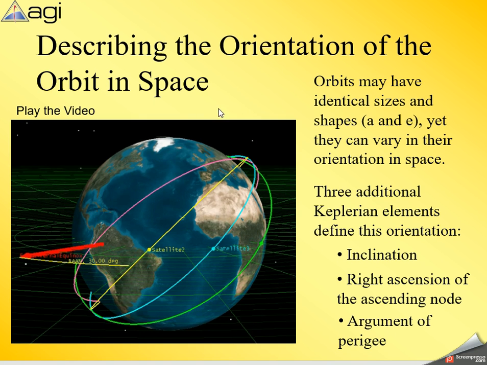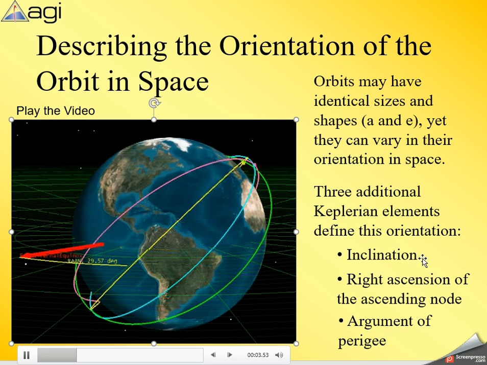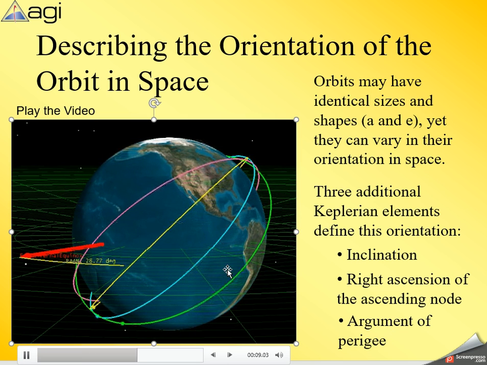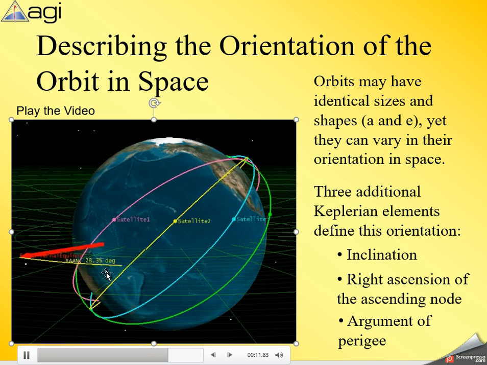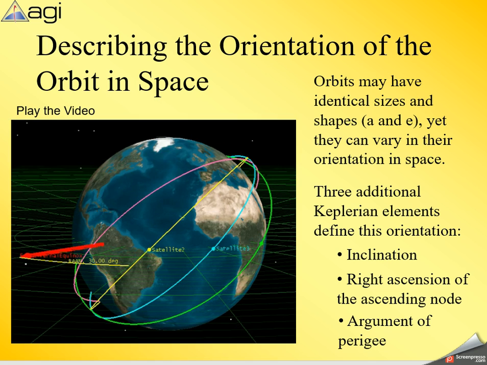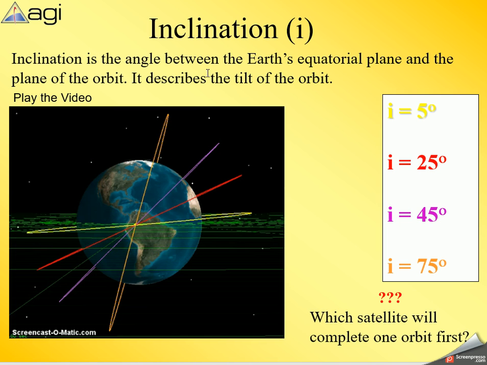Now, describing the orientation: orbits can have identical sizes and shapes, yet differ in orientation in space. So there's inclination, right ascension of the ascending node, and the argument of perigee. There is one set reference, and you're measuring how far off that point you are. Each one of these has a different inclination. Inclination is based off the equator. So how many degrees is it off the equator? The green line going through the plane is the equator. So we have 5 degrees, 25 degrees, 45, and 75 degrees above the equator.